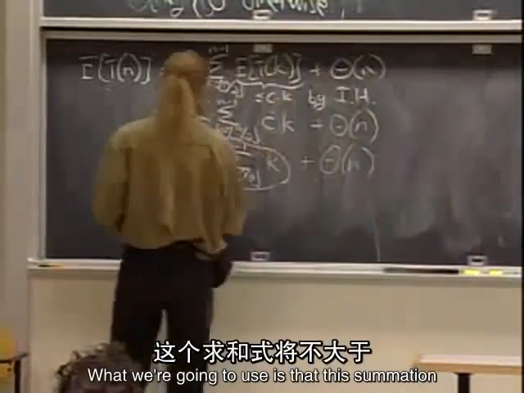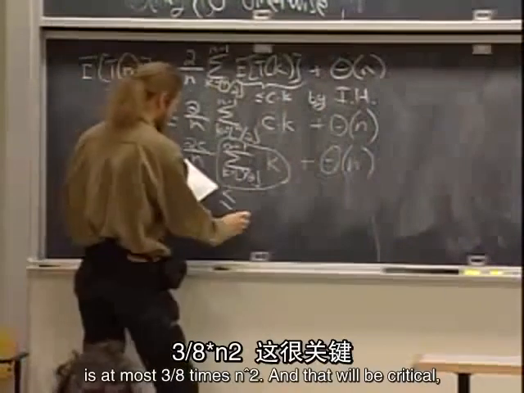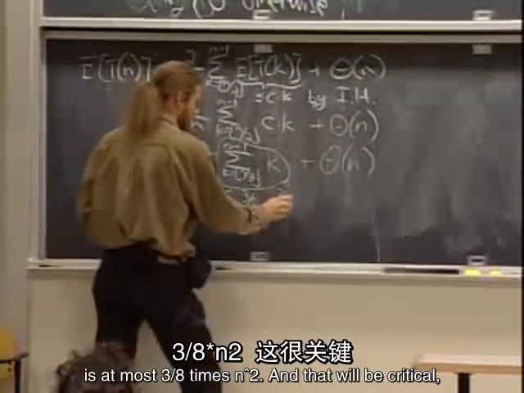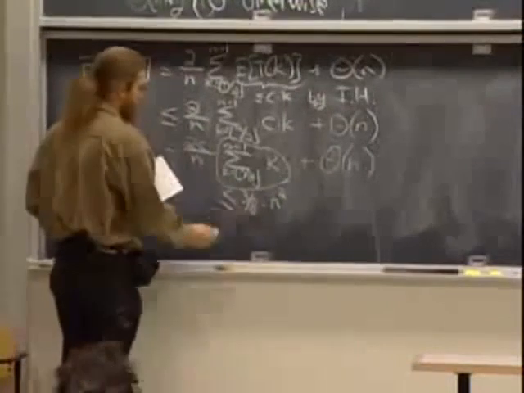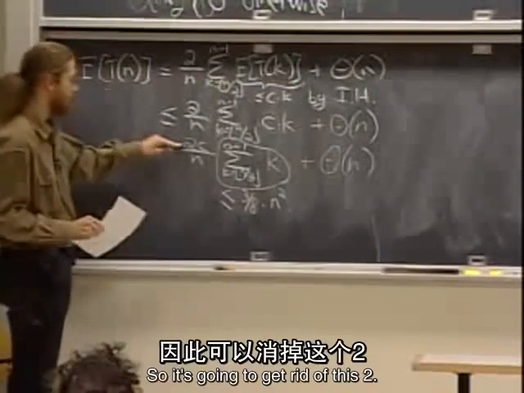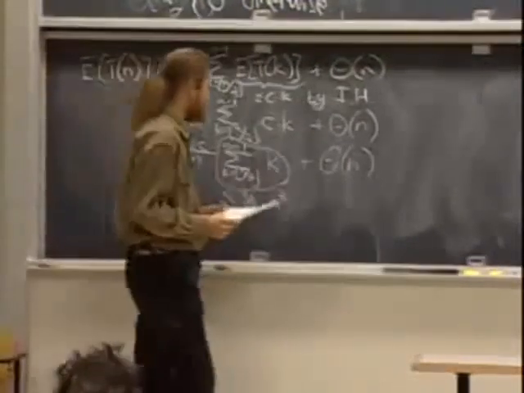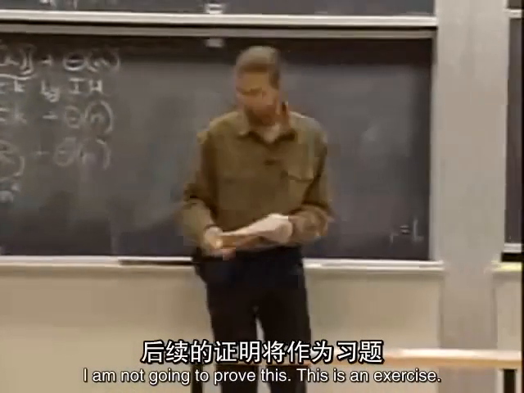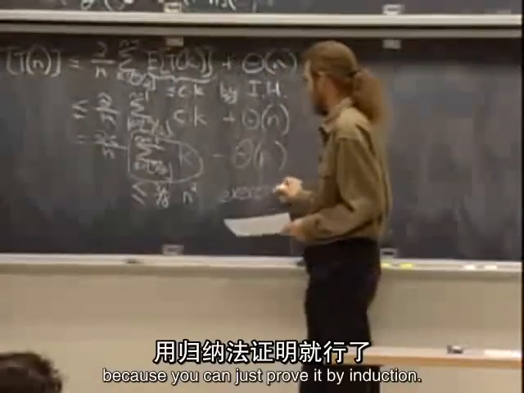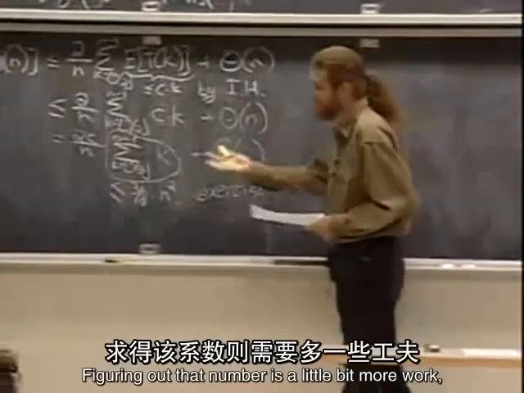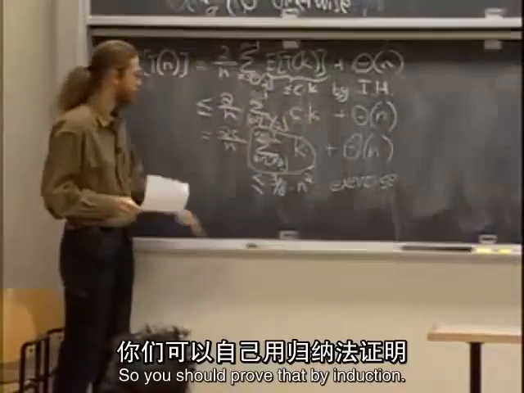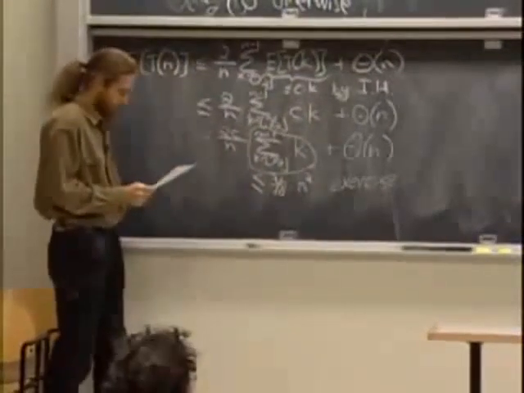So what we're going to use is that this summation is at most 3/8 times n squared. Okay, and that will be critical. The fact that 3/8 is smaller than a half, I believe. So it's going to get rid of this too. Okay, I'm not going to prove this. This is an exercise. When you know that it's true, it's easy because you can just prove it by induction. Figuring out that number is a little bit more work, but not too much more. So you should prove that by induction.